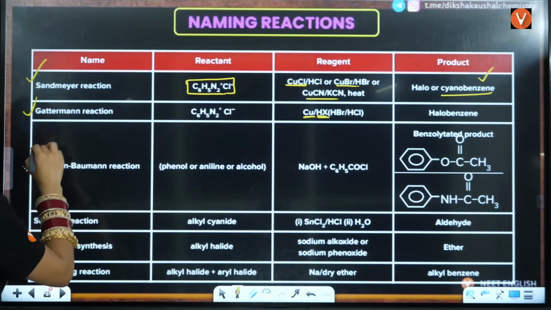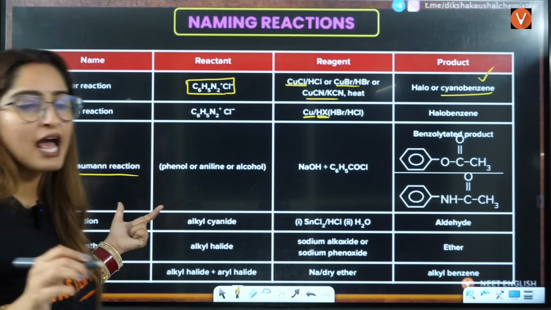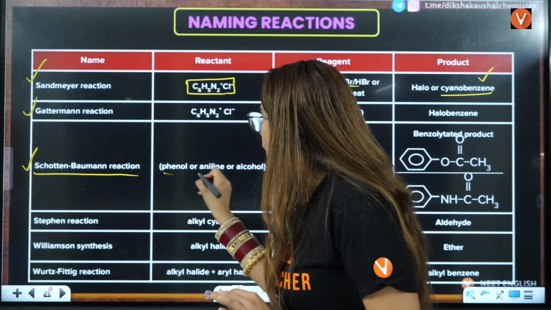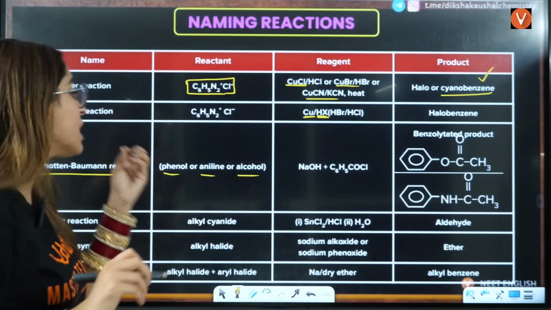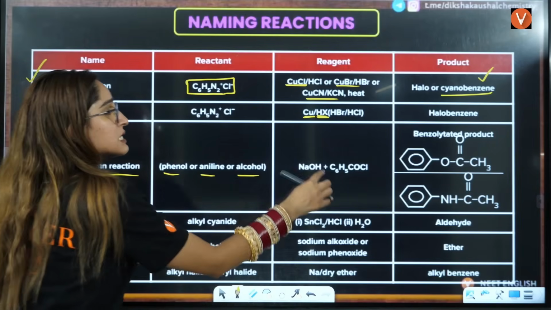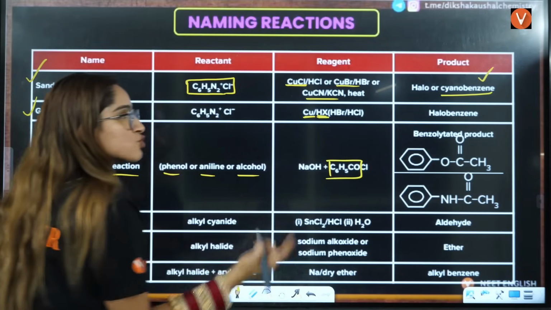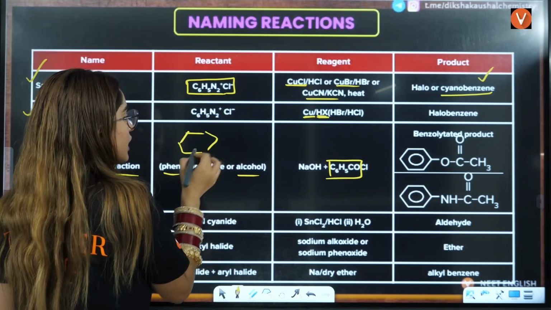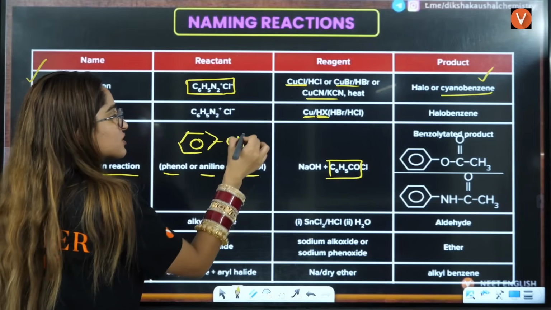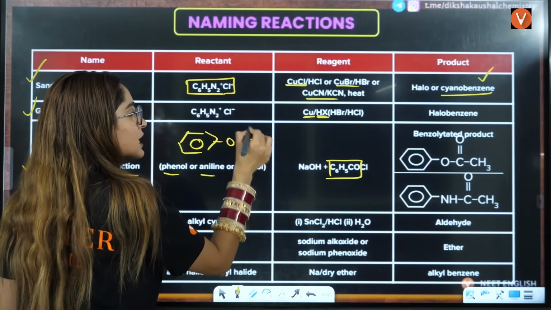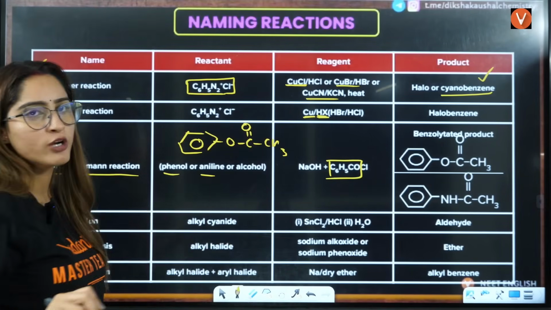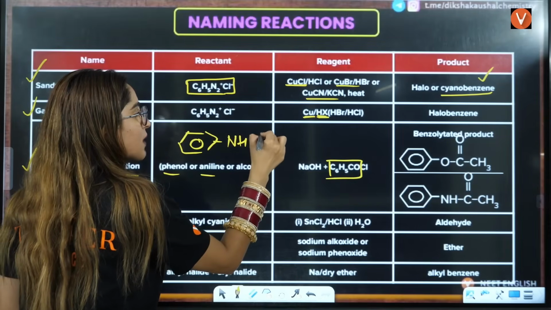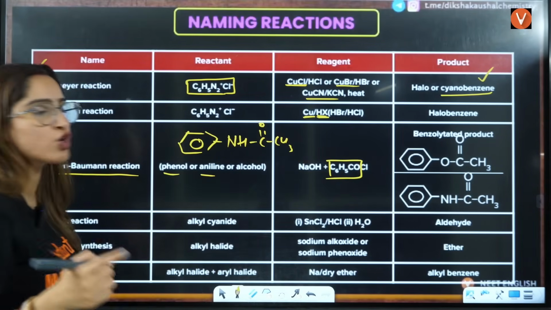Then next one is Schotten-Baumann reaction. Now this reaction, you may have thought, okay man, this is the first time I am studying this reaction, but in reality, you know that phenol, aniline and alcohol, whatever you have, the hydrogen will be replaced by C6H5CO. That is called Schotten-Baumann reaction. Let's say you had phenol, that is OH. This hydrogen is replaced by C double bond O, CH3, that is Schotten-Baumann reaction. Let's say you have NH2, then this hydrogen is replaced by C double bond O, CH3.